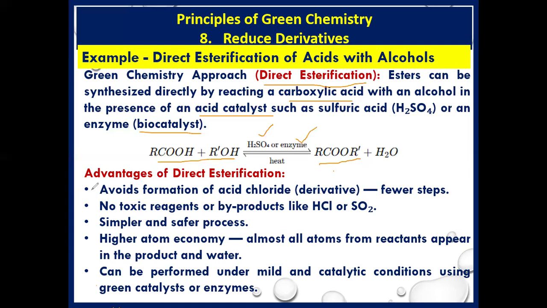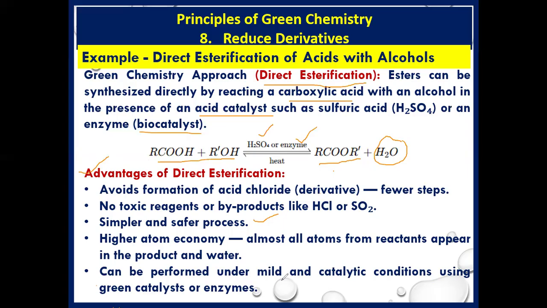So what are the advantages of this direct esterification? It avoids formation of the acid chloride. No toxic reagents or byproducts like HCl or SO2 are generated in this reaction. It is a simpler and safer process. Higher atom economy, as we can see in this reaction, only H2O molecule is released as the byproduct. So atom economy is higher in case of direct esterification reaction.